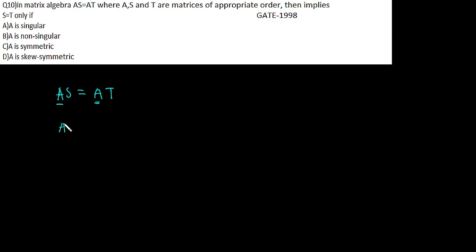So here we are getting A inverse A times S. Here also multiply with A inverse. So now we can reduce it into identity. This is also reduced into identity because A times A inverse gives the identity matrix. So we end up with S equal to T. So okay, we have found out this condition.